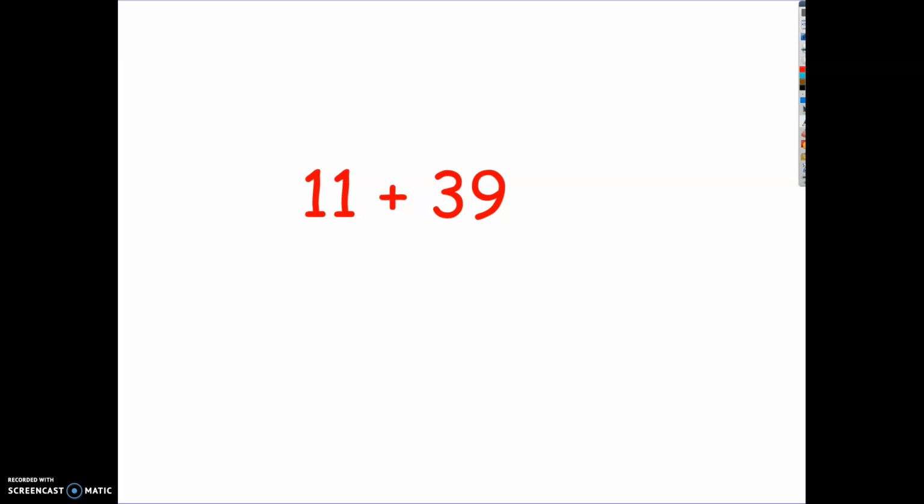Well, I know that 1 plus 9 is 10. So if I have 1 ten here and 3 tens there, that's 4 tens plus this 10 here, which is going to make it be 5 tens. So that means 11 plus 39 is 50.